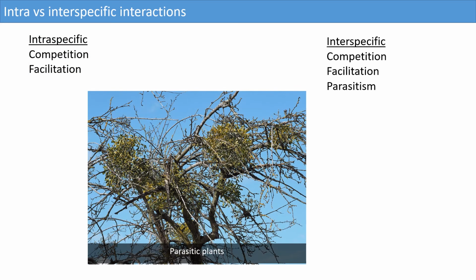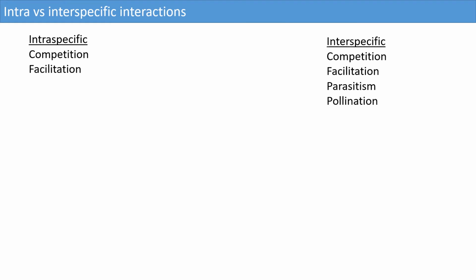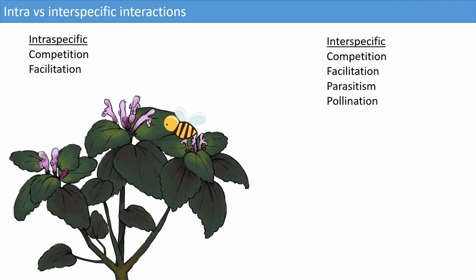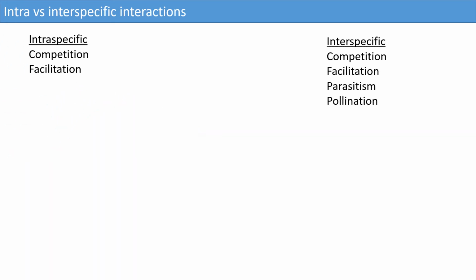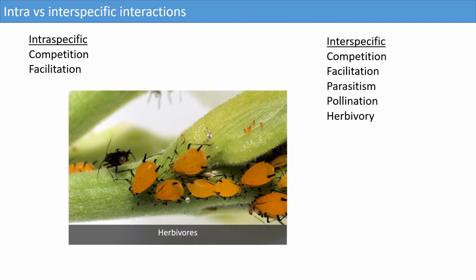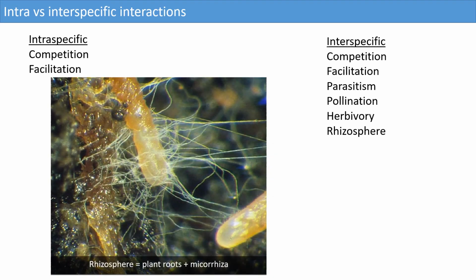Another interspecific interaction is obviously parasitism, where one plant species is parasitizing another plant species, and pollination, where we have interactions between plants and insects or other types of animals, which facilitate the transfer of pollen from one plant to another. Herbivory is also a type of interspecific interaction where, again, we have animals, herbivores, that are grazing on the plants. And the rhizosphere, this association between plant roots and microorganisms, is also an example of an interspecific interaction.